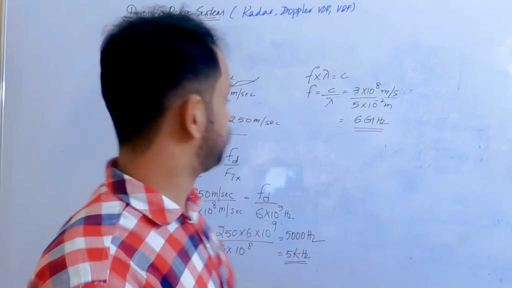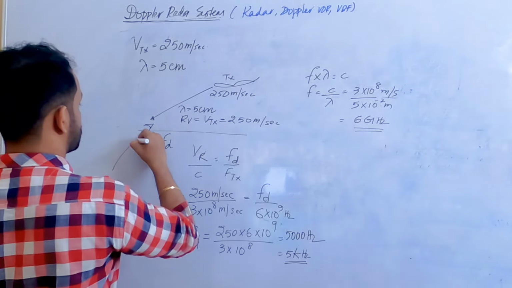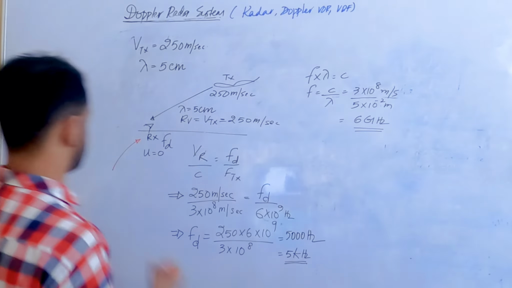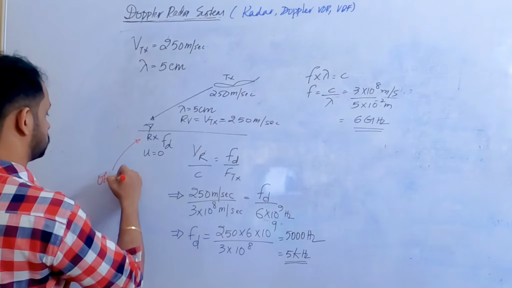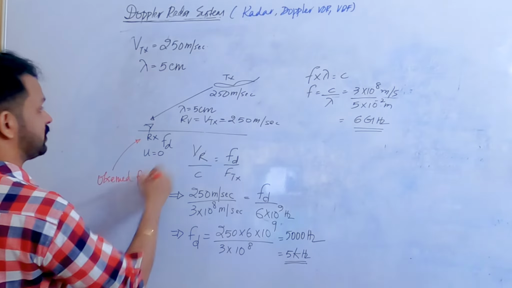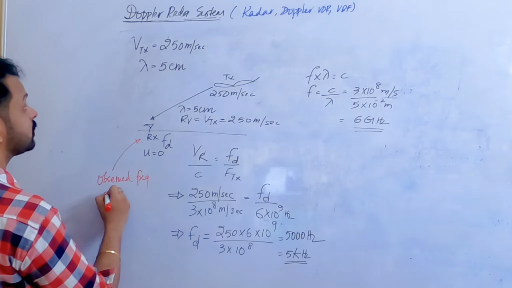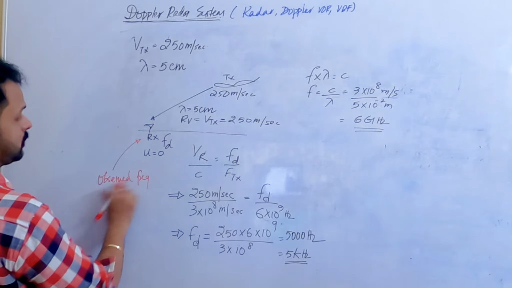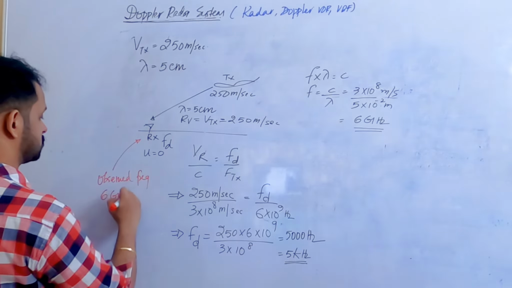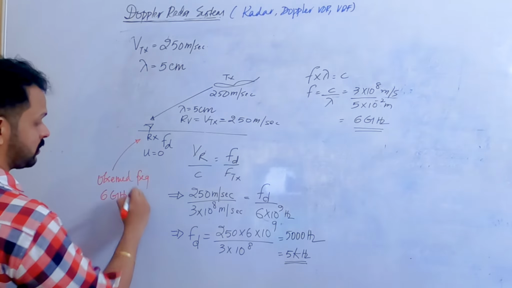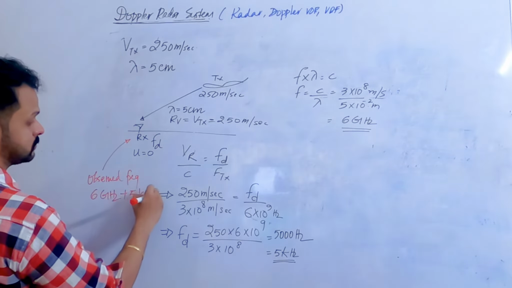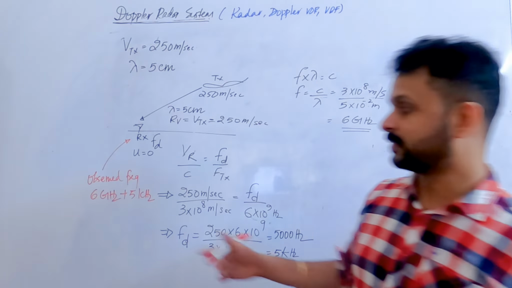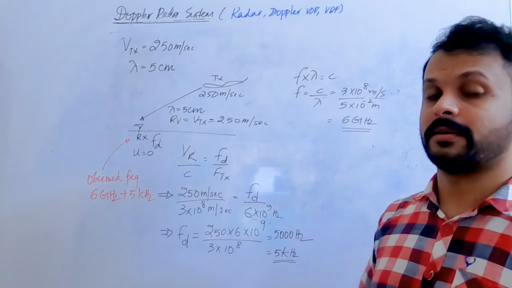Now can you tell me what is the observed frequency at the receiver? This question only asked you to find the frequency shift, but what is the observed frequency? It is 6 gigahertz plus 5 kilohertz. Whatever the incoming frequency is, 6 gigahertz, which we calculated, and since it's coming towards the receiver, the frequency shift gets added up. So it's 5 kilohertz. You don't have to find the sum here, just understand that it gets added up.